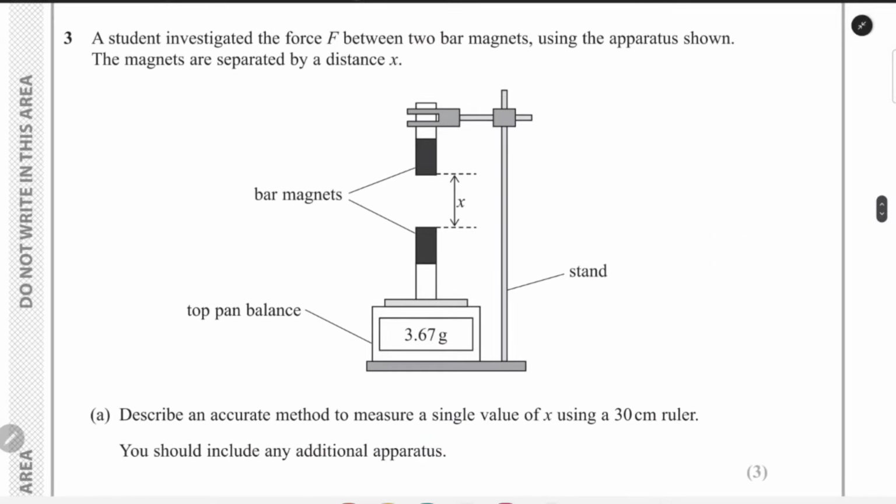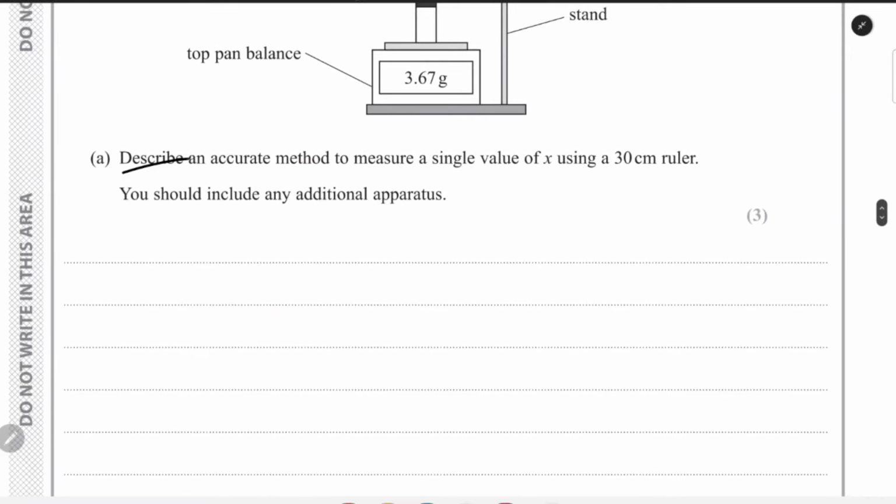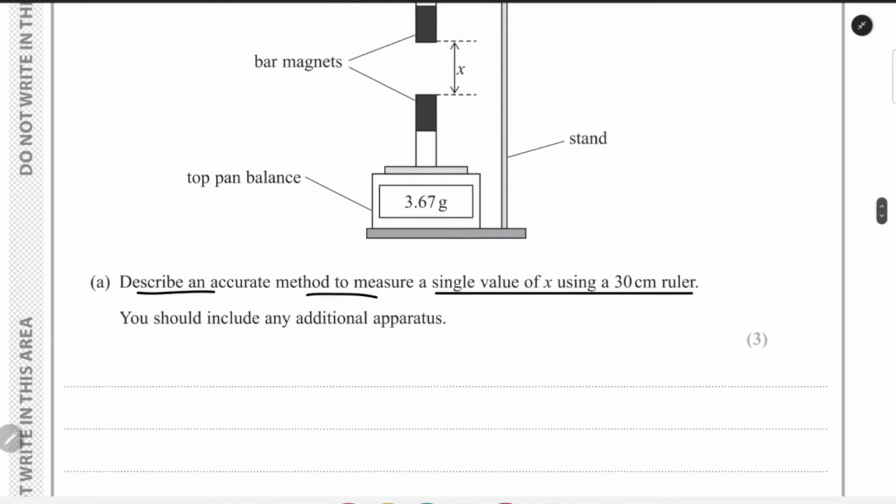Now on to question 3. We are given that a student investigated the force F between two bar magnets using the apparatus shown. So basically using this top pan balance and the change of mass when the bar magnets are separated at distance x. We have to describe an accurate method to measure the single value of x using a 30 centimeter ruler.